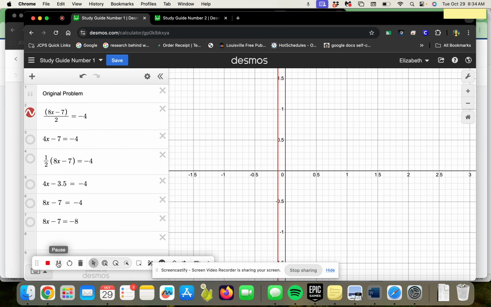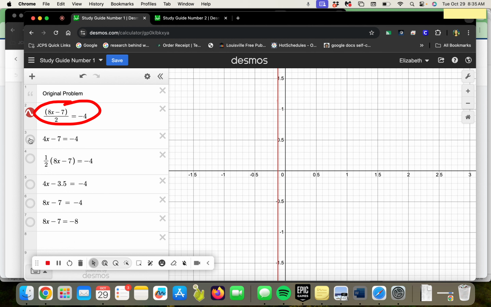Hey mathematicians, here's a way you can also use the Desmos calculator to do number one. You can see that I typed the original problem right here in the graphing calculator, and you can see that it's graphed right here on the graph.